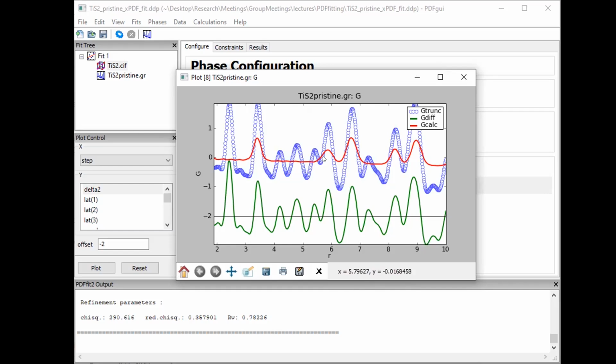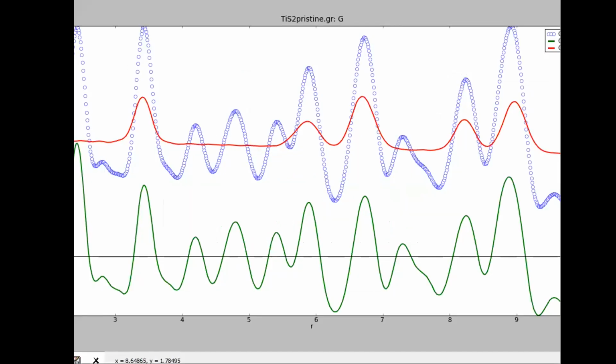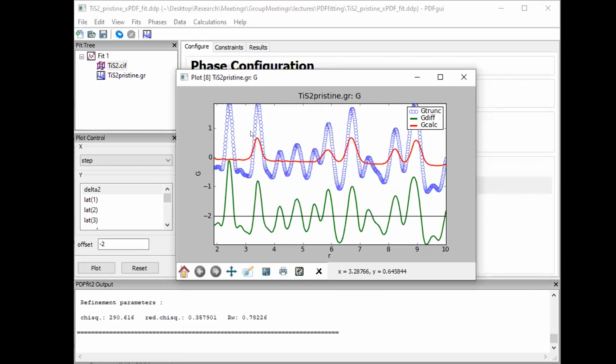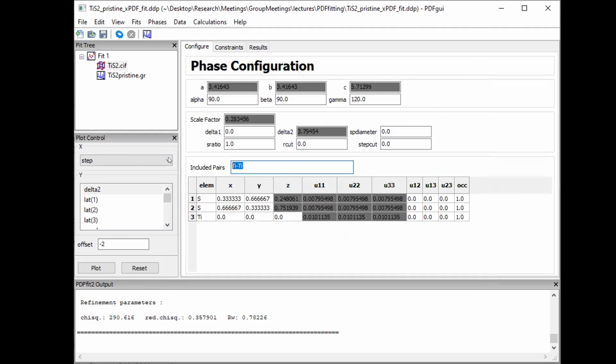It's at a very large R region, right? So you can tell this region mostly has little to do with titanium contribution. Then where is this peak coming from? If it's not titanium, let's try sulfur. Okay, and we run again.